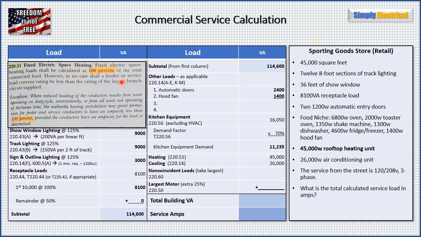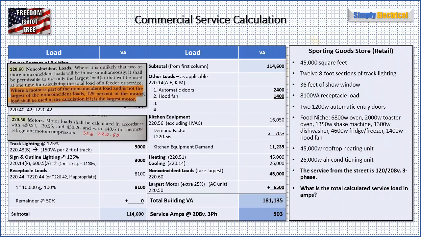We're going to take 100% of our heating load. So heating load is a 45,000 watt rooftop heating unit. We're going to put that right there, 45,000. Okay, moving on, non-coincident loads.